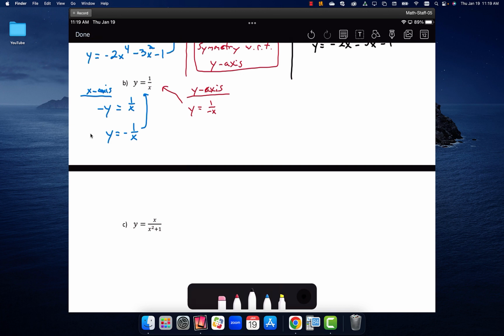You cannot automatically say it's symmetric about the origin, though. It may have no symmetry. So let's test it. Let's see if it's symmetric about the origin or not. It is possible to have no symmetry.